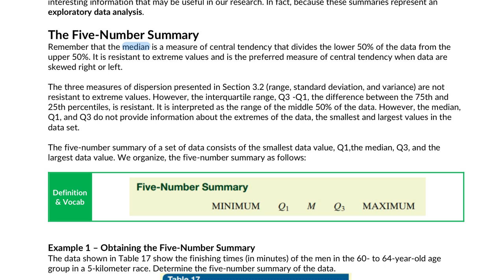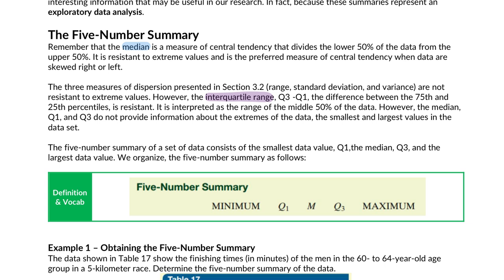The 3 measures of dispersion presented in 3.2, which were range, standard deviation, and variance, are not resistant to extreme values. However, the interquartile range, which we learned about the last time we took notes, which is Q3 minus Q1, the difference between the 75th and 25th percentile, is resistant. It is interpreted as the range of the middle 50% of the data. However, the median, Q1 and Q3 do not provide information about the extreme values of the data, those outliers.